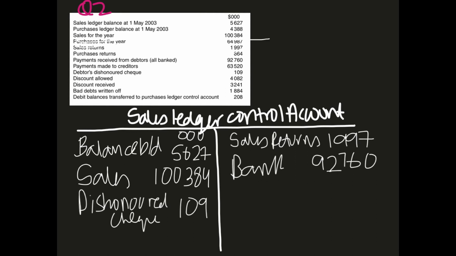109. Discount allowed will be on the credit side. Discount allowed 4082.